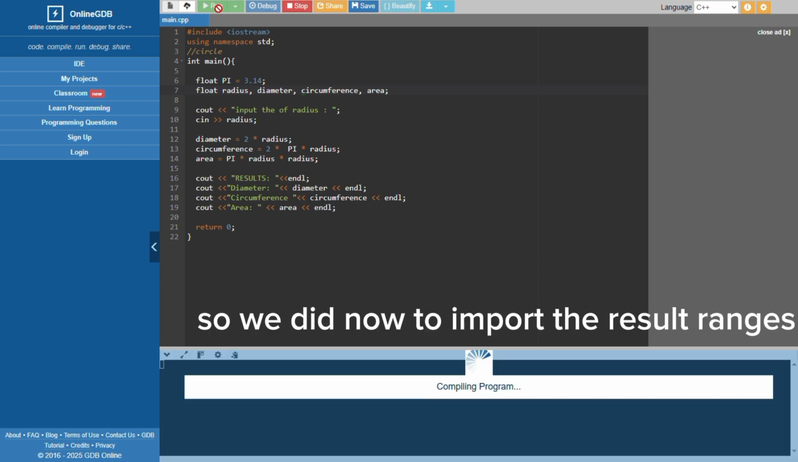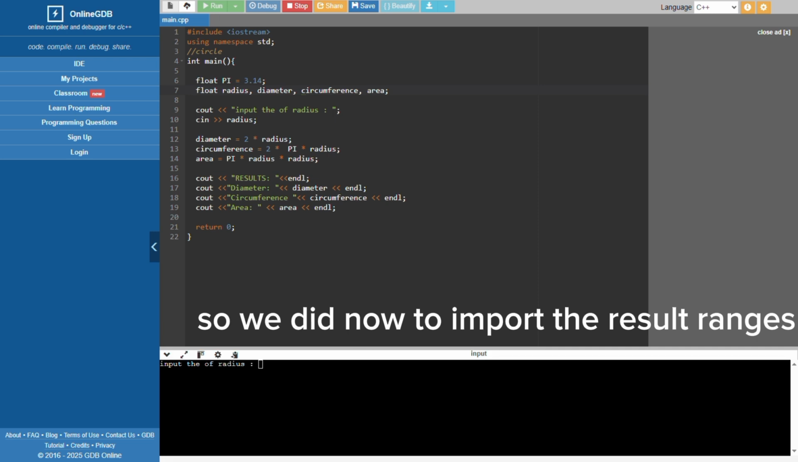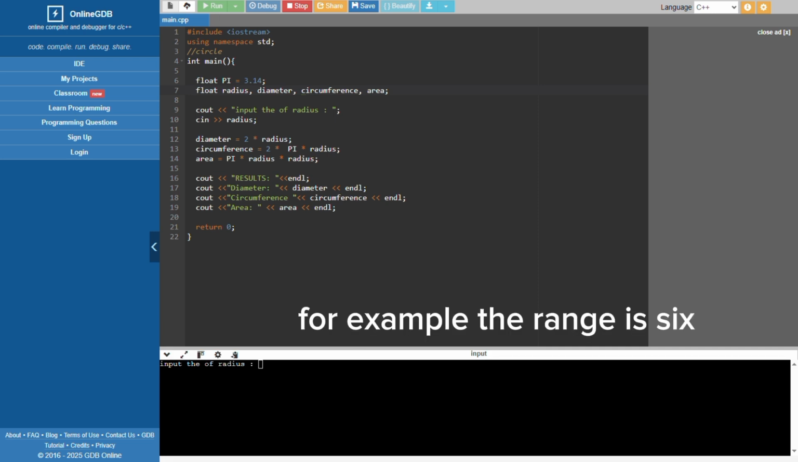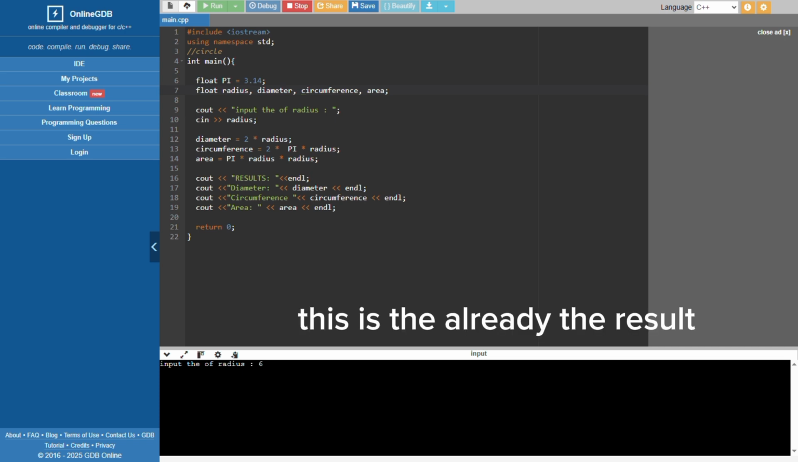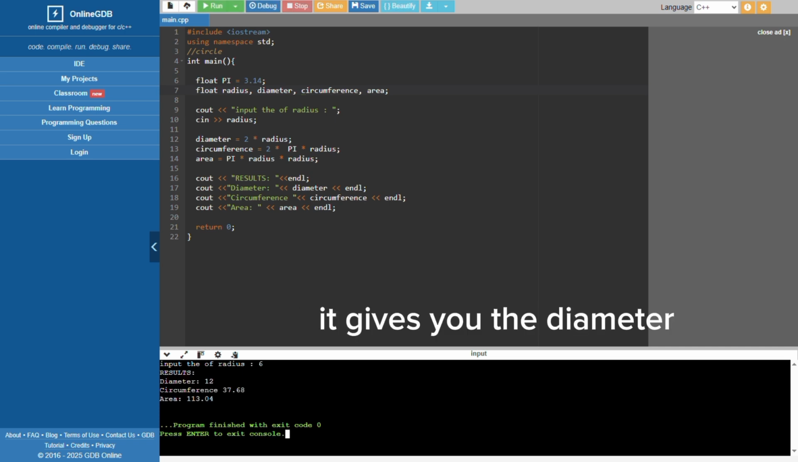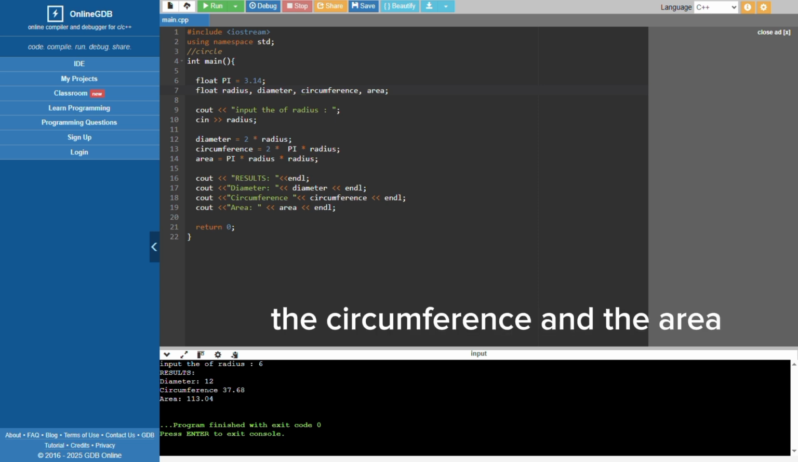So we need now to input the radius. For example, the radius is 6. So this is already the result. It gives you the diameter, the circumference, and the area.